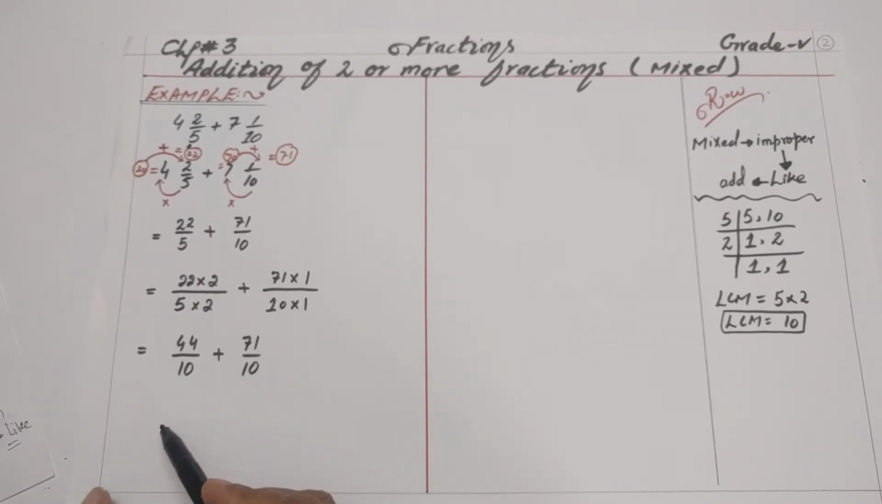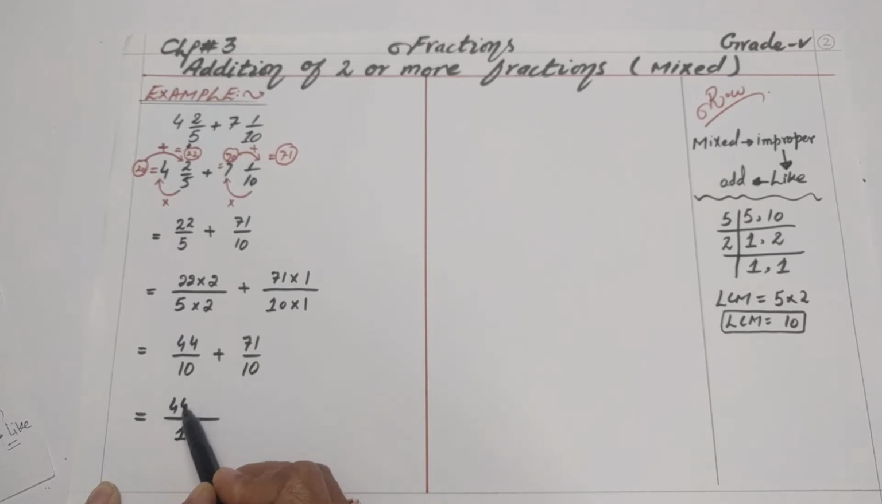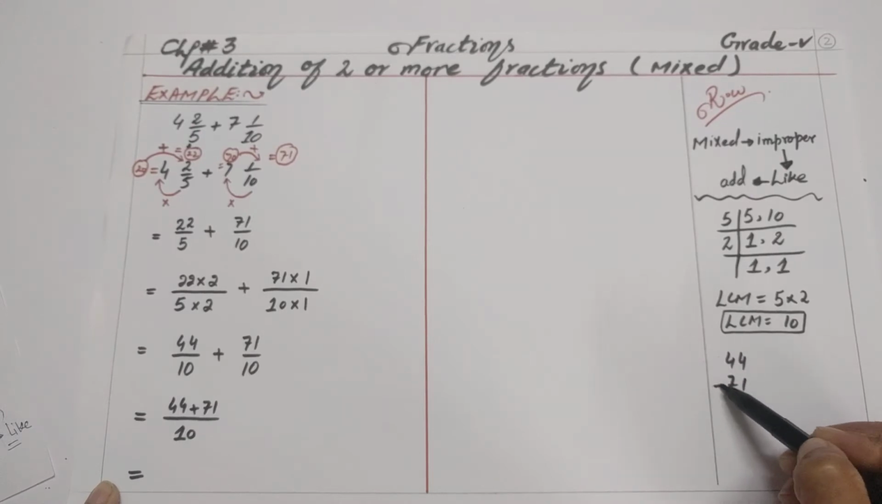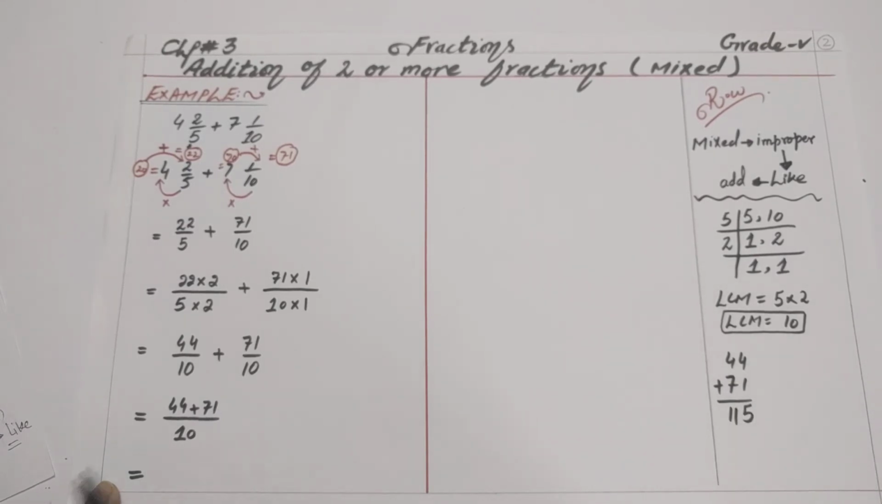So after getting the like fractions, we can add the numerators. With a common denominator, we can directly add the numerators because now our denominator is same. So 44 plus 71, we can do it over here. 4 plus 1 is 5, 7 plus 4 is 11, so 115. So our numerator is 115 and denominator is 10.